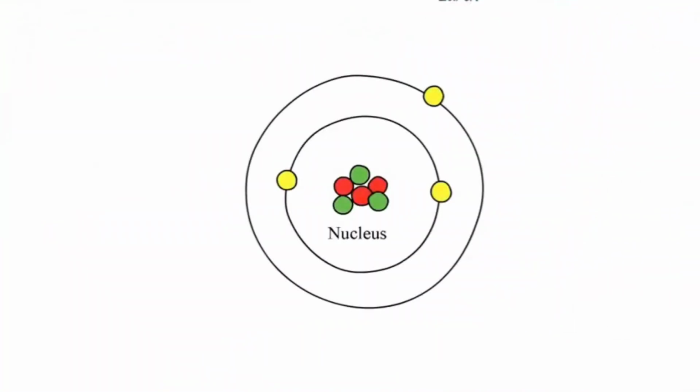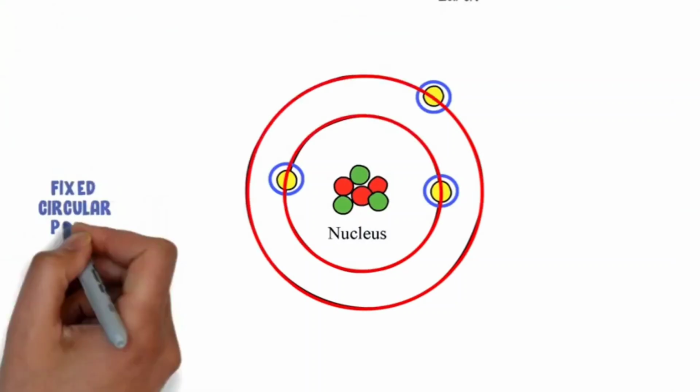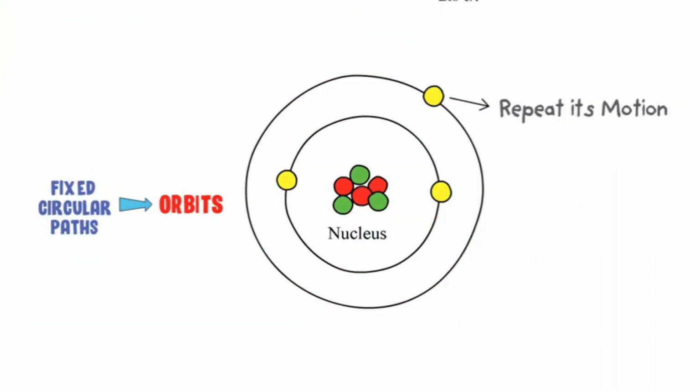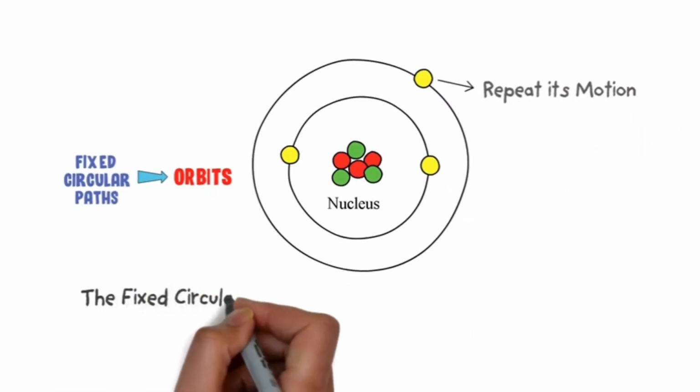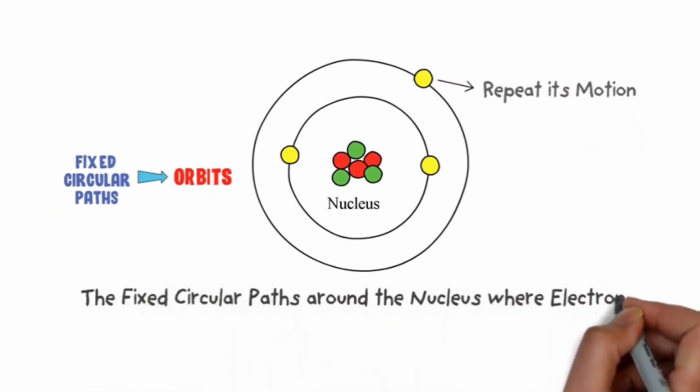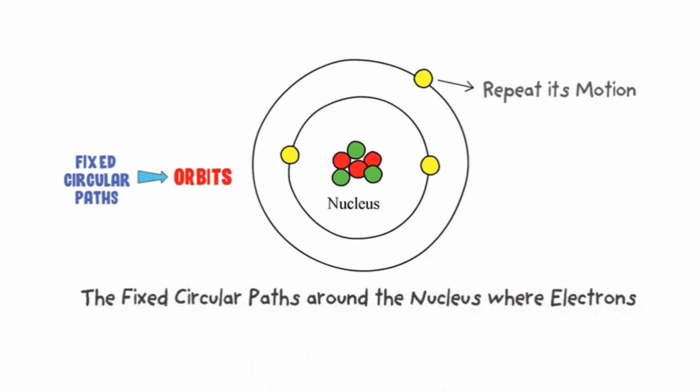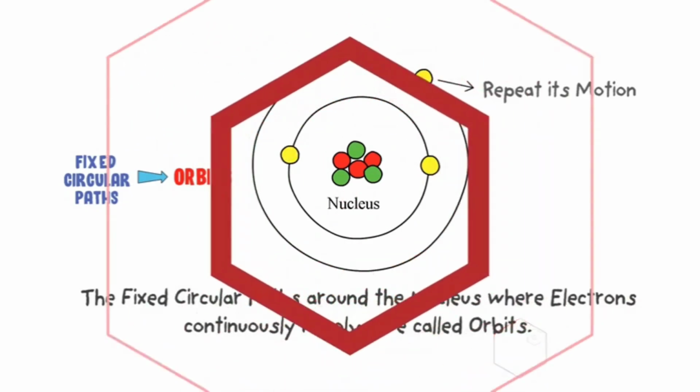Now consider an atom. Just like planets, electrons also revolve around the nucleus in a fixed circular path, or orbit. We define an orbit as the fixed circular path around the nucleus where electrons continuously revolve.